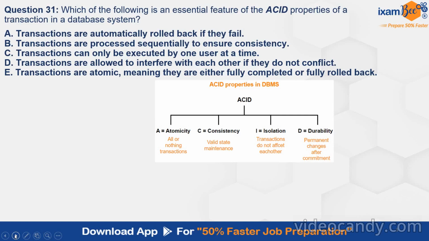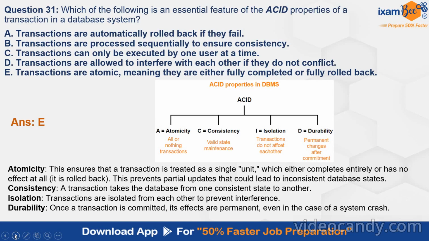E. Transactions are atomic, meaning they are either fully completed or fully rolled back. And the correct answer is E. Transactions are atomic, meaning they are either fully completed or fully rolled back.